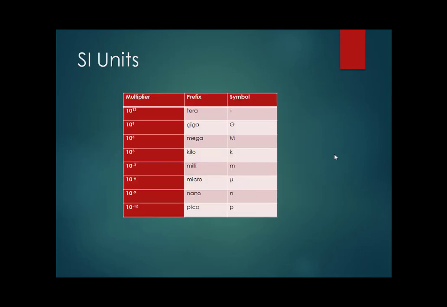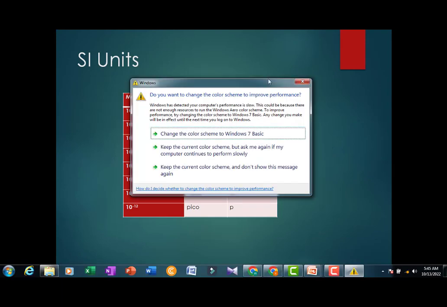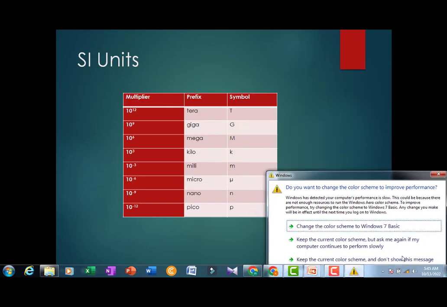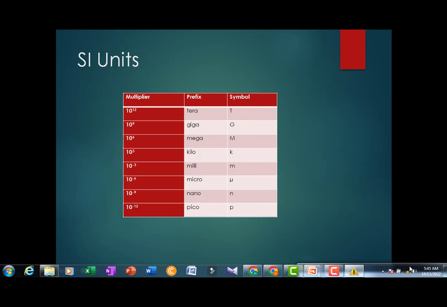There are some SI unit multipliers, like 10 to the power 12 is tera, and its symbol is T. 10 to the power 9 is giga, indicated by G. Next one is kilo, indicated by k, which is 10 to the power 3. 10 to the power minus 3 is milli, indicated by m. 10 to the power minus 6 is micro, then minus 9 is nano, and minus 12 is pico.